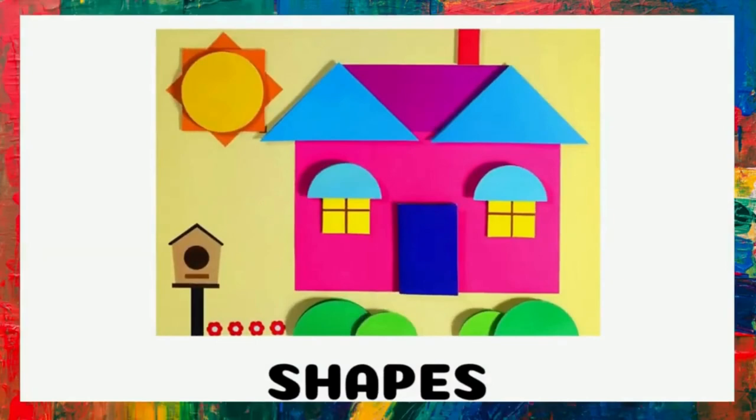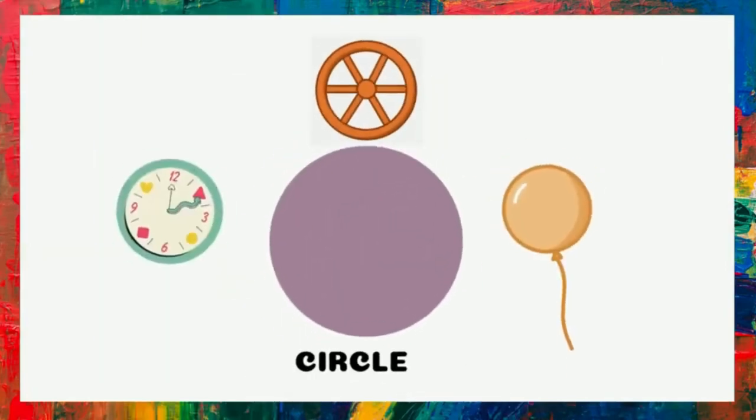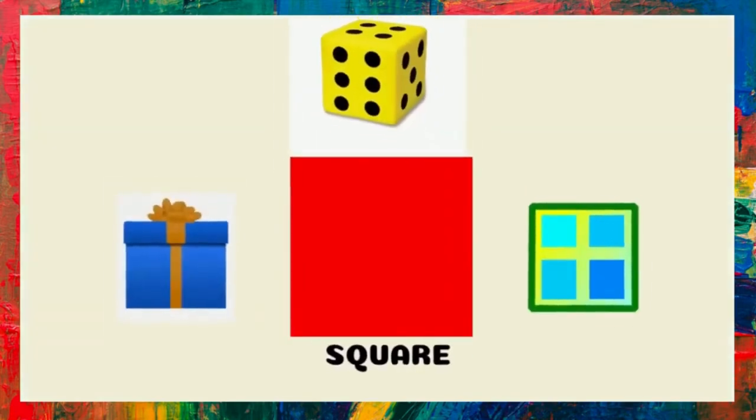Let us learn the shapes. What is the name of this shape? Circle. It's a circle. Examples of circle are clock, wheel, balloon. What is the name of this shape? Square. It's a square. Examples of square are gift box, dice, window.